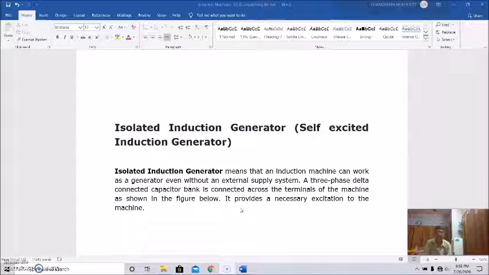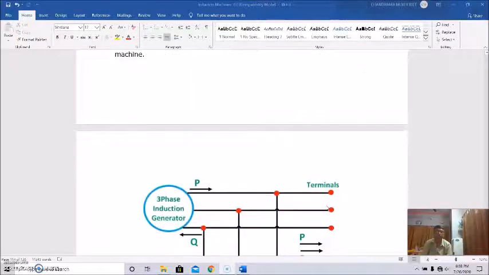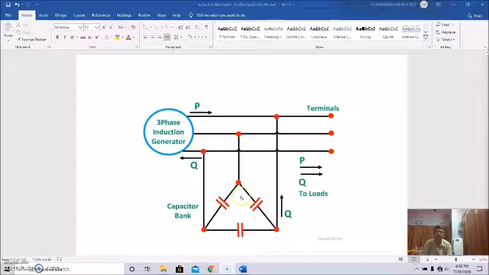In that case, a three-phase delta-connected capacitor bank is connected across the terminals of the machine, and it provides the necessary excitation to the machine. So this is the delta-connected capacitor bank, which is connected to the three-phase system, and it provides the necessary reactive power to the three-phase induction generator. In that case, it will generate as an isolated induction generator and supply power to the supply terminals.